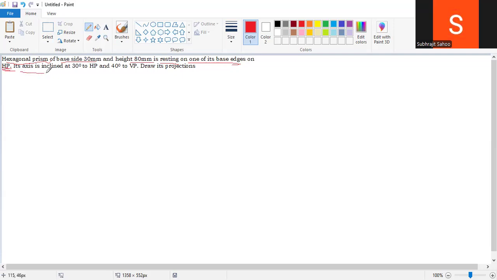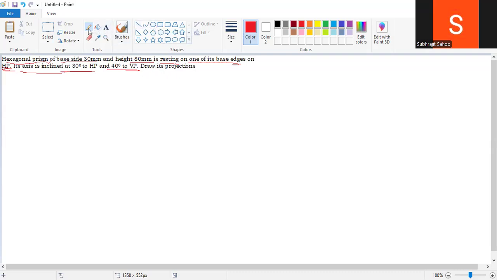Its axis is inclined at 30 degrees to HP and 40 degrees to VP. Clearly, two angles are given in the question: 30 degrees and 40 degrees with respect to HP and with respect to VP respectively. Anybody can tell from this data that this question belongs to the both plane inclination condition. So draw its projections.